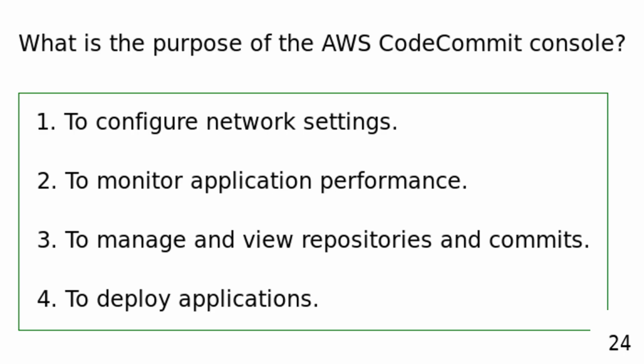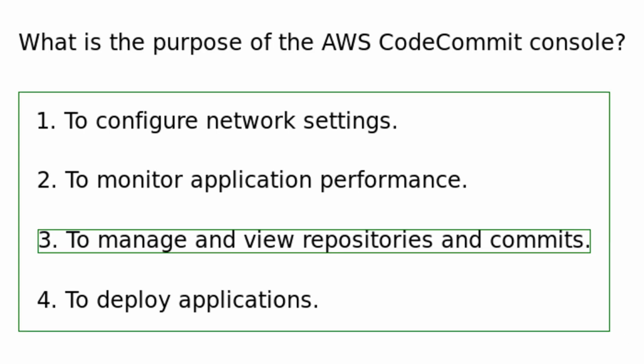What is the purpose of the AWS CodeCommit console? To configure network settings. To monitor application performance. To manage and view repositories and commits. To deploy applications. The AWS CodeCommit console is used to manage and view repositories and commits.